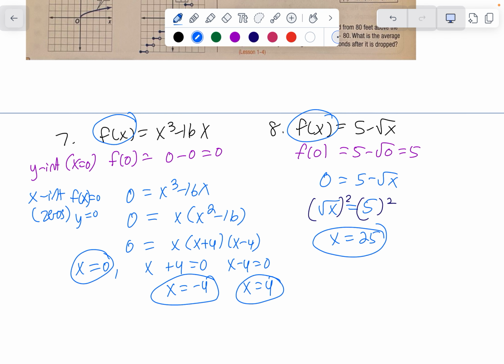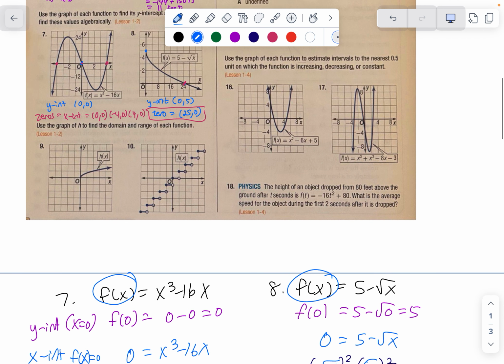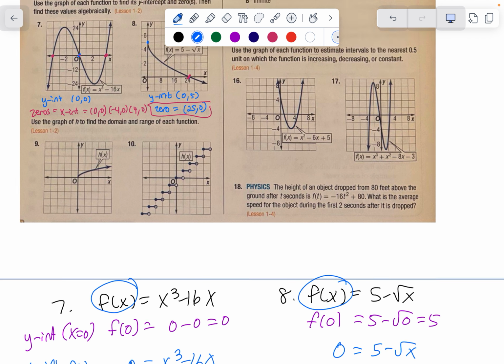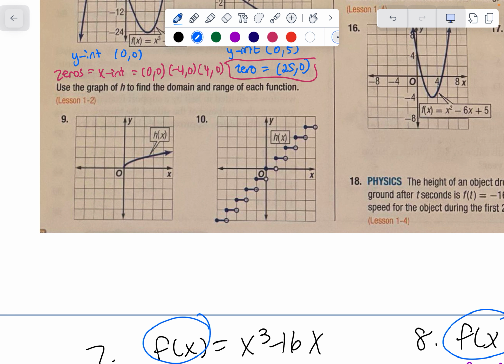Now let's go back up to 9 and 10. Put a big X through 10. I don't care about that one. That's a step function, sometimes called the greatest integer function. We're going to explore that in 1.5 a little bit, but it's one that doesn't come up too much, so it's not my biggest concern. I want to talk about this one.